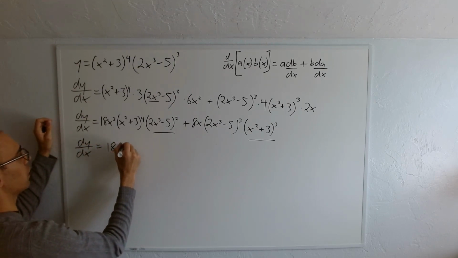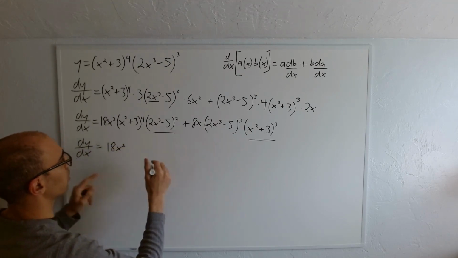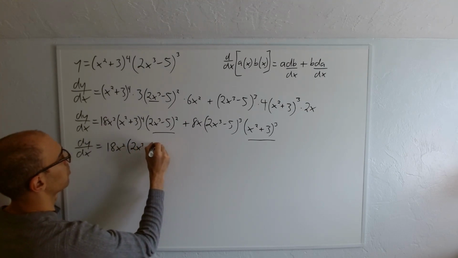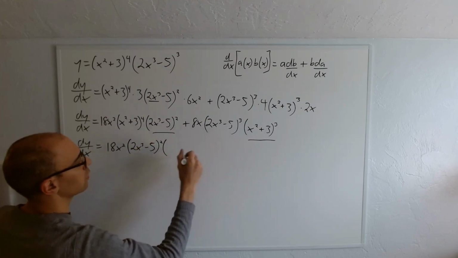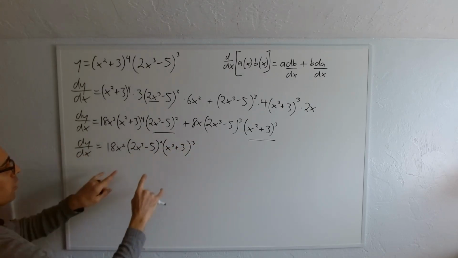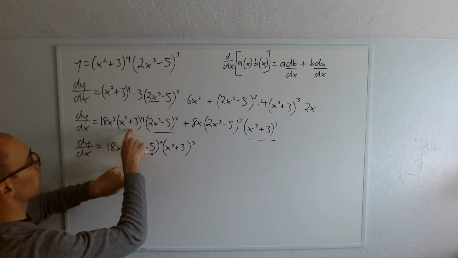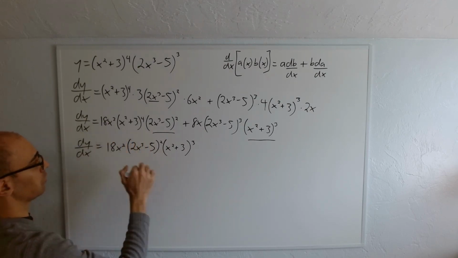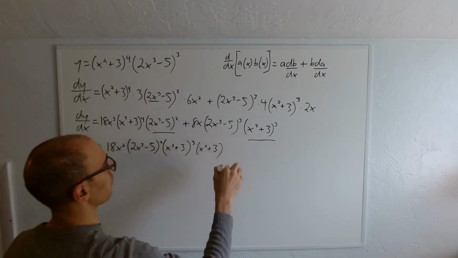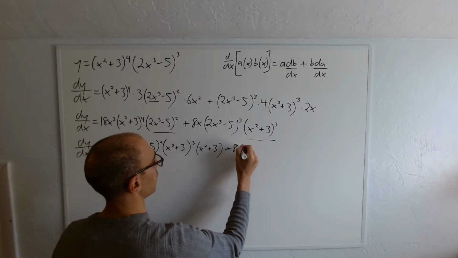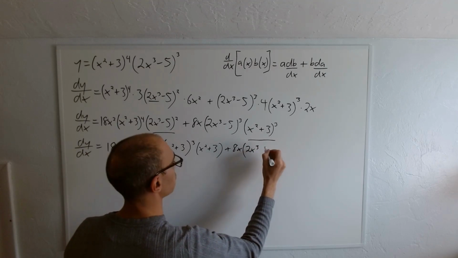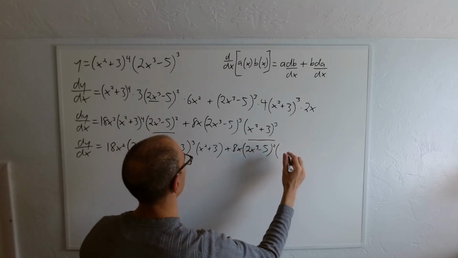So we would have 18x squared. Let's go ahead and take these two parts out first. So we have 2x cubed minus 5, and that's squared, times x squared plus 3 cubed. So if we have that on this side, what's left over is an x squared plus 3 term. So we have x squared plus 3. Now we move over to this side. So we have 8x. If we do the same thing, we factor out this piece and this piece.